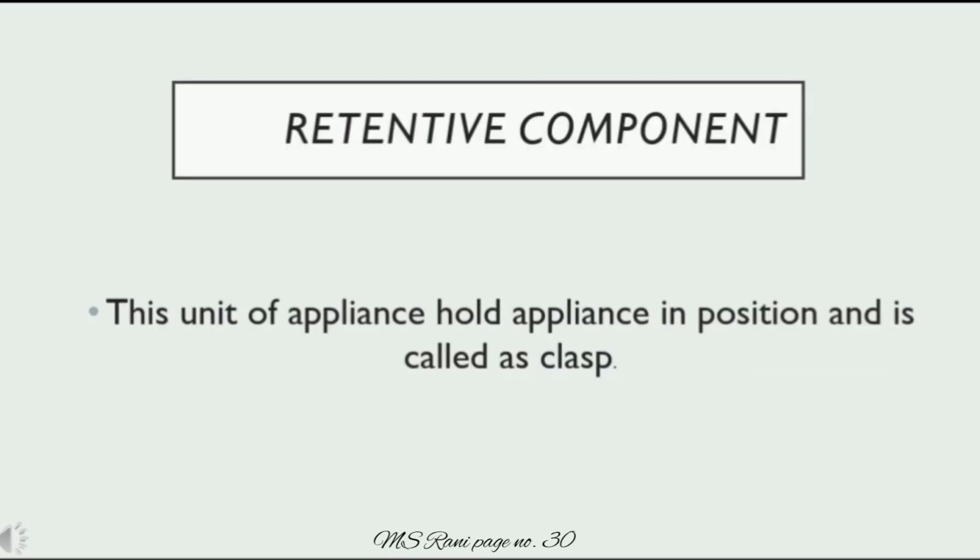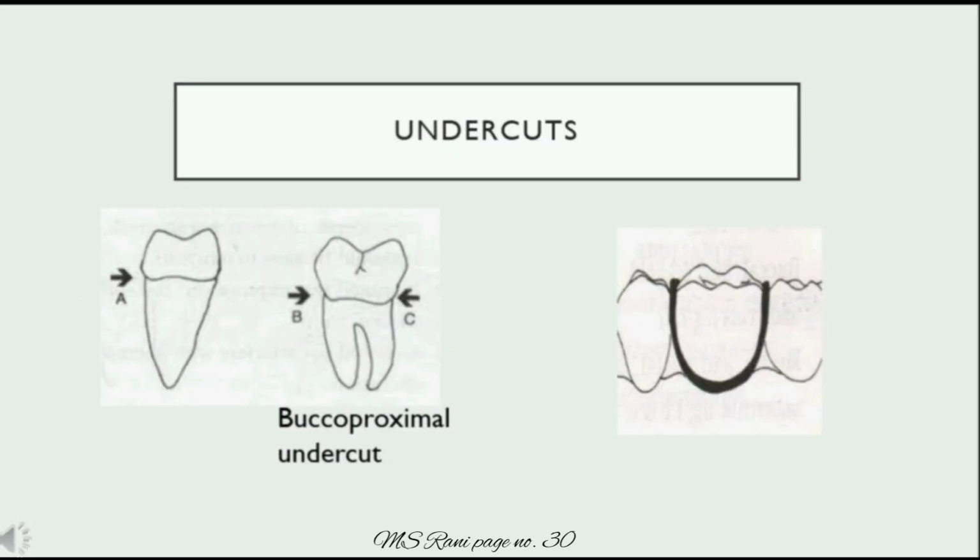Now, today we are going to talk about the retentive component. What is the retentive component? These are the units of the appliance which hold the appliance in position and are called clasps. It gives good retention and engages in the undercut for retention purpose.